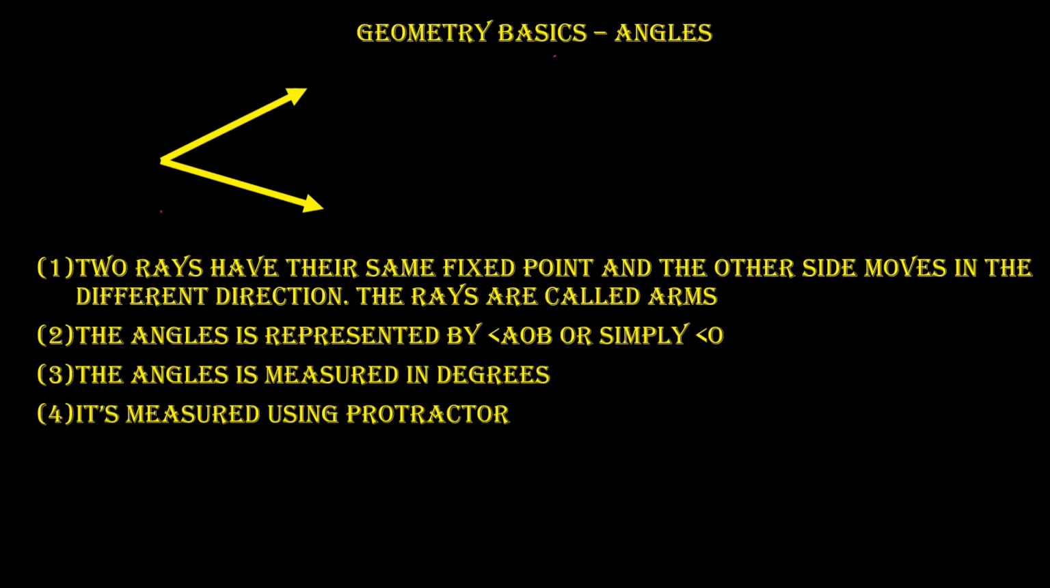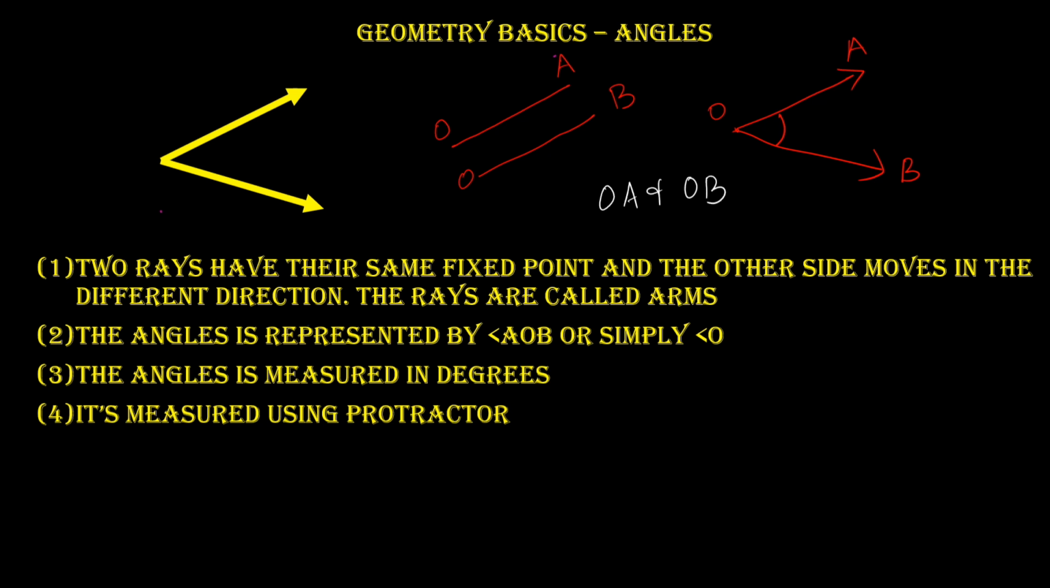Students, today we are going to learn geometry basics. Angles. When rays meet at a fixed point, an angle is formed. The rays OA and OB are called arms, right?